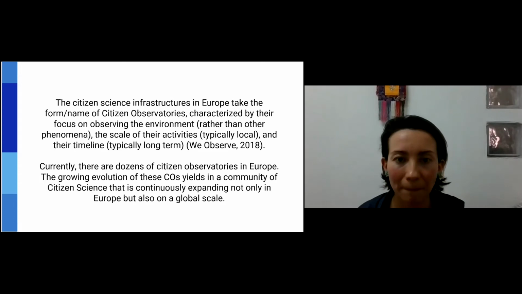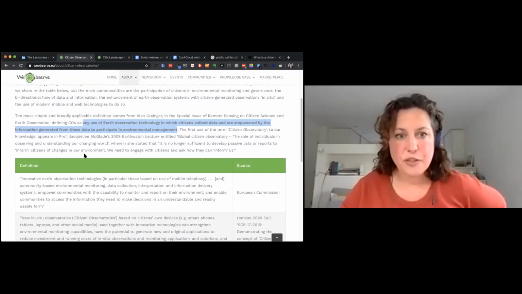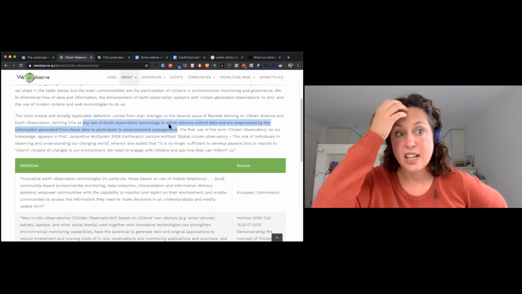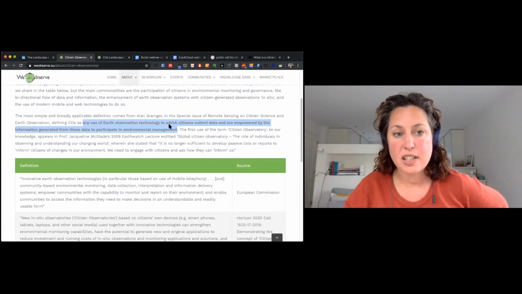Can I quickly add something to what you were just summarizing, Karen, and also to the discussion about our definitions? I feel that we've missed one element that's really important to name, and that's empowerment. I'm just going to quickly share two things with you. First, I've shared it in the chat as well. One of the definitions of citizen observatories that I really like is the one from Alan Granger, where he says any use of Earth observation technology in which citizens collect data and are empowered by the information generated from these data to participate in environmental management.